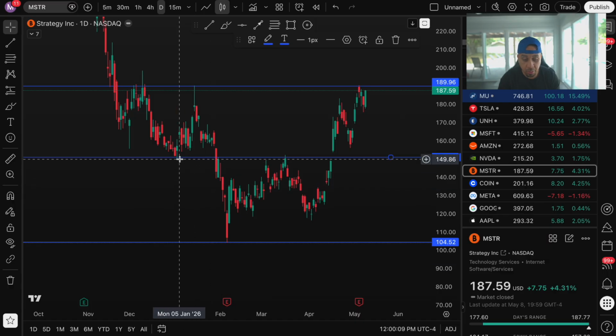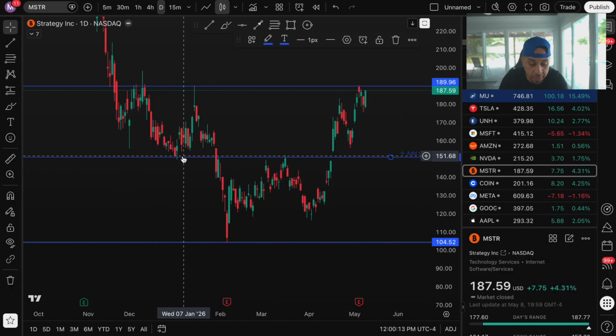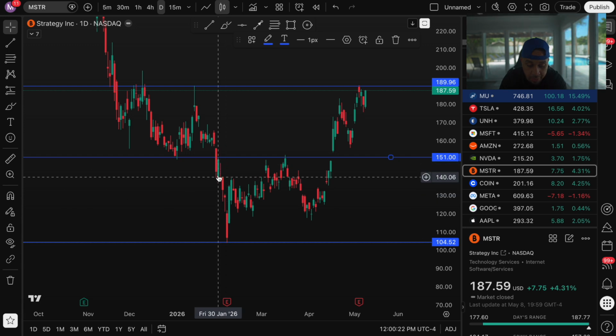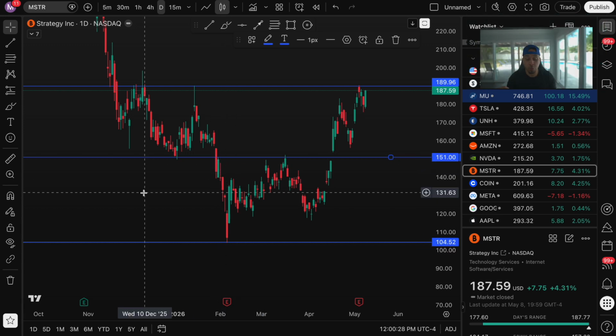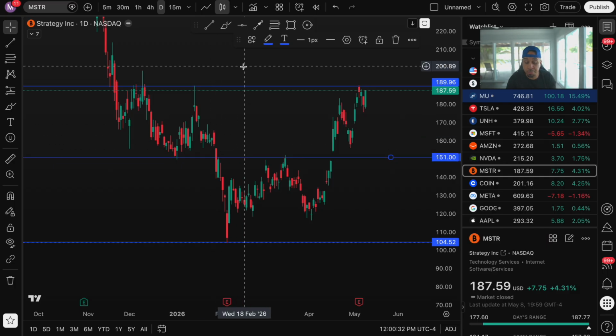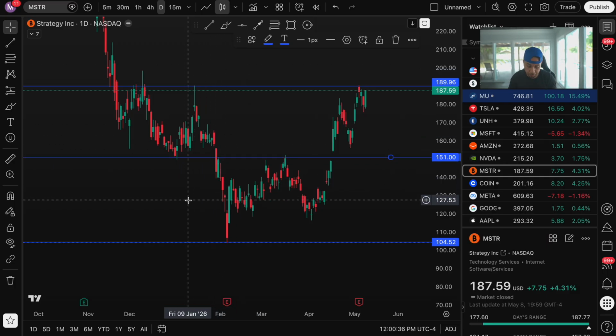Okay? Now, this is where it gets tricky, right? This support level, it was solid. But once price came back to revisit it, what happened? Price kept going down. That's a failure. Most people could see that support and they'd be like, hey, price came to this level, it should bounce again. And what did price do? Price failed the level.